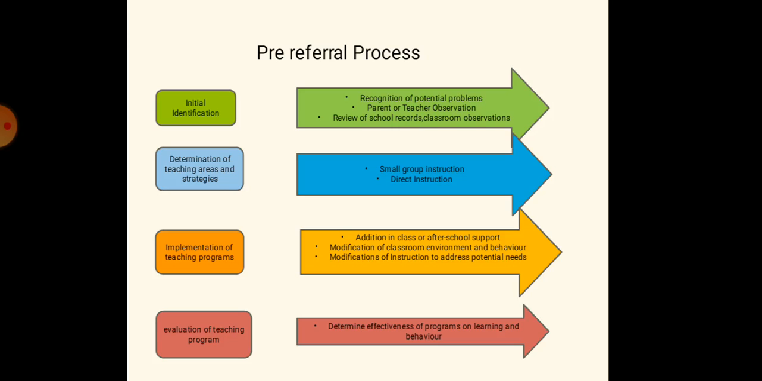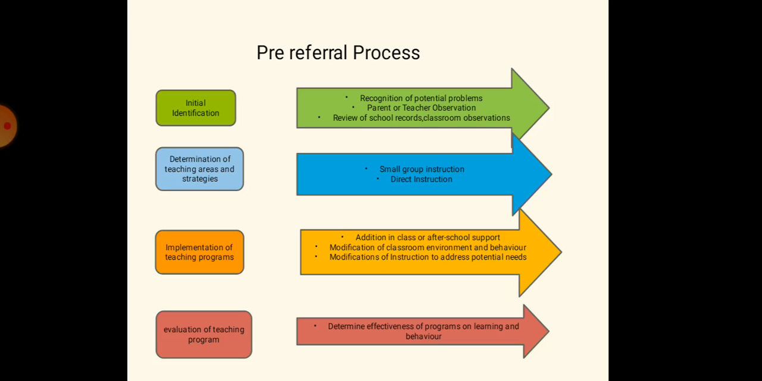In the first stage in the pre-referral process, the initial identification is where the recognition of potential problems, parent or teacher observation, review of school records, and classroom observation take place. So it begins when someone, a parent or member of school staff, starts to have concerns about a student's academic or behavioral performance. As might be expected, the pre-referral process is most often initiated by teachers' formal concern.